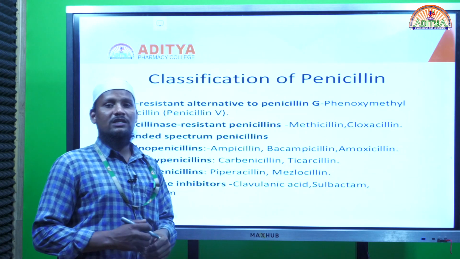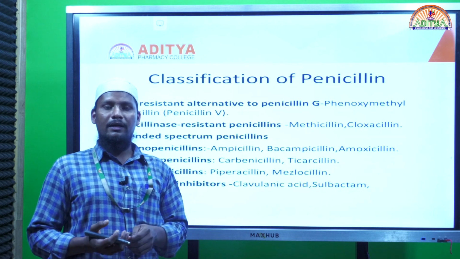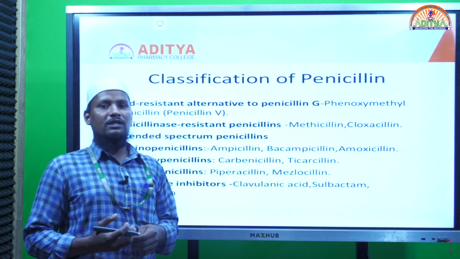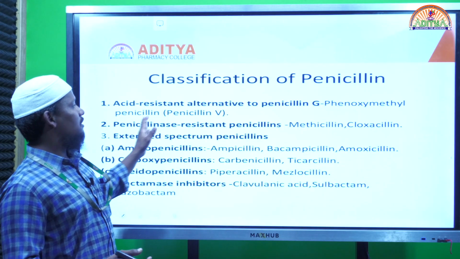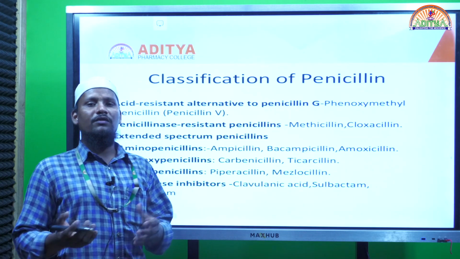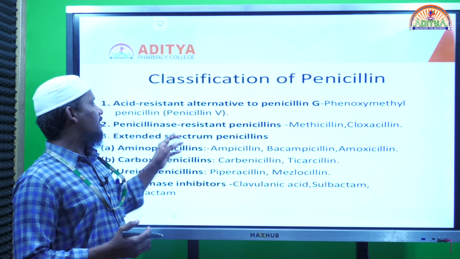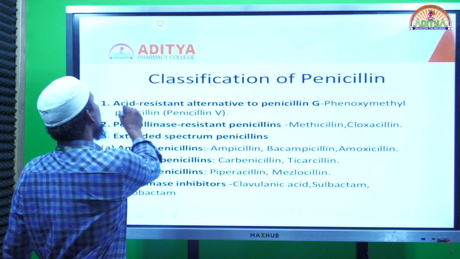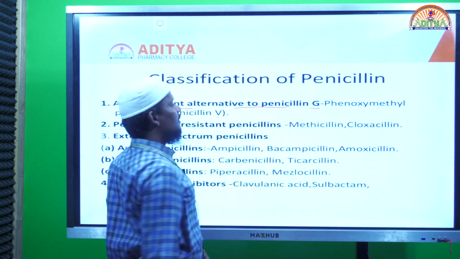So we all know that in the classification of antibiotics, there are different antibiotics like penicillins, macrolide antibiotics, beta-lactamase inhibitors, aminoglycosides, various antibiotics. In that, first we are going to discuss the penicillins. Okay, so this is the classification of penicillins. Penicillins are acid sensitive, meaning whenever they reach the stomach acid, they are easily degraded. So to avoid this problem, acid resistant penicillins were synthesized. Okay, this is an acid resistant alternative to penicillin G.